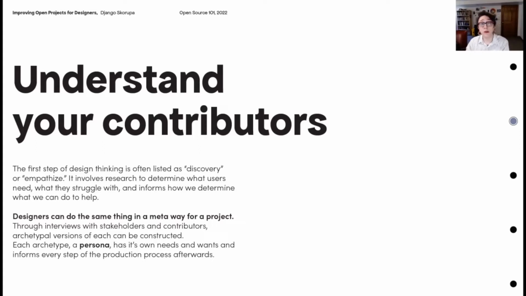But we can do the exact same thing in a meta way for a project itself. By interviewing your stakeholders and your contributors, we can make archetypal versions of those stakeholders and contributors. Each one of those archetypes we refer to as personas. And they have their own needs and wants, and they inform every step of the process afterwards. Let's take a look at one.